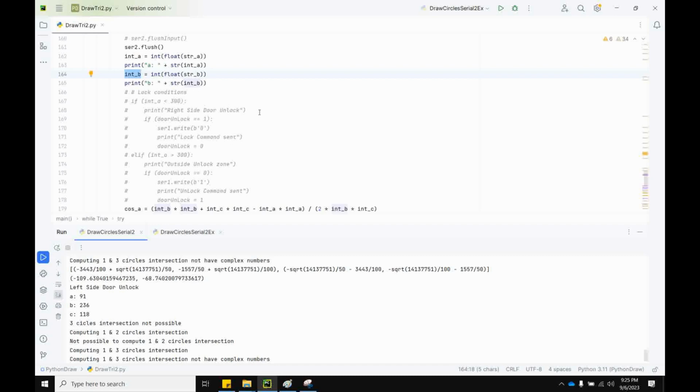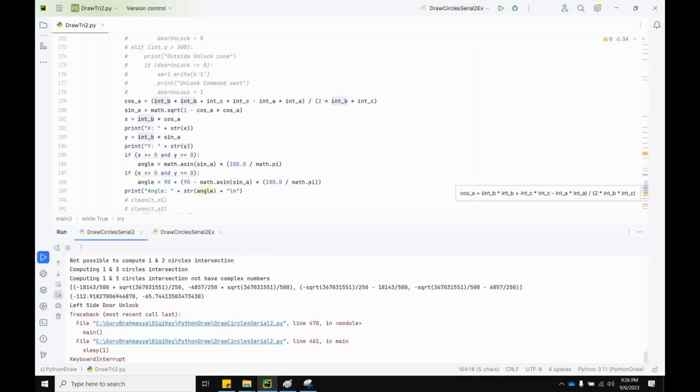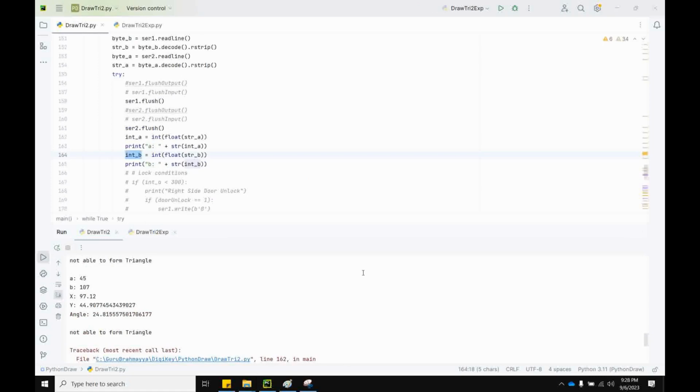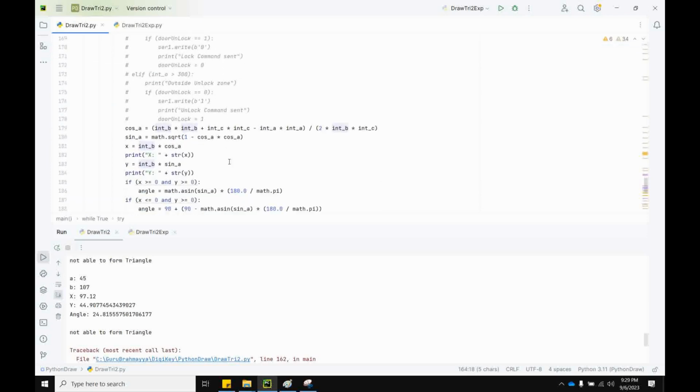Printing the values to know them for debugging purposes. Once that has been done, whatever I'm reading in side A and side B, I'm printing for debugging purposes. But in the actual code we can remove these print statements, which will increase the fastness of the execution.